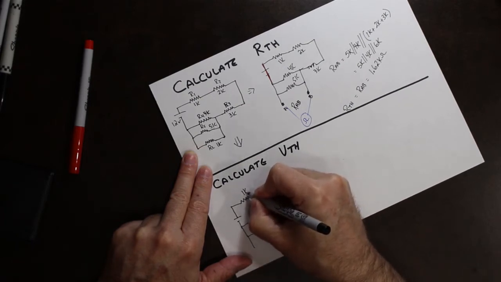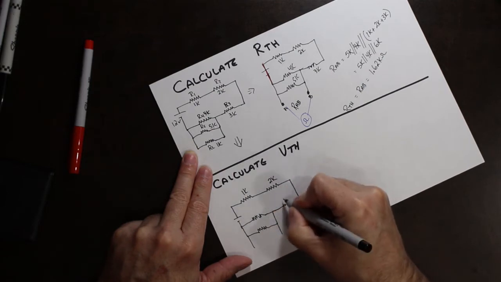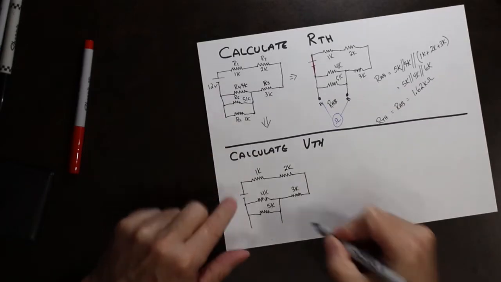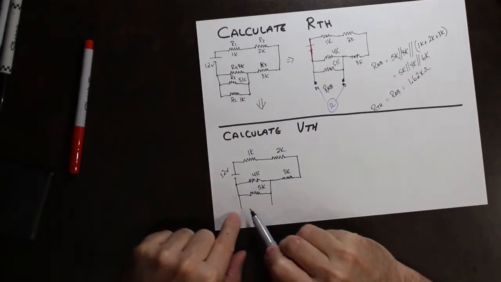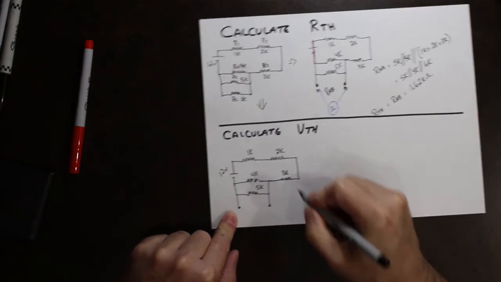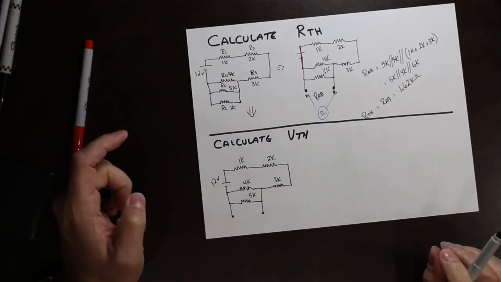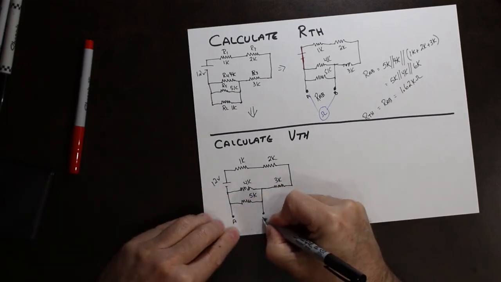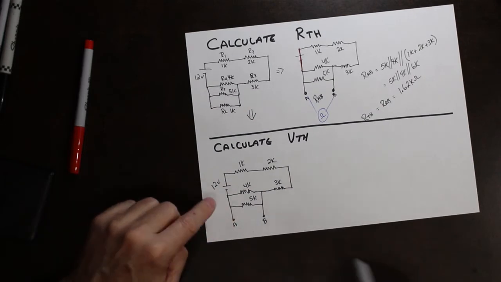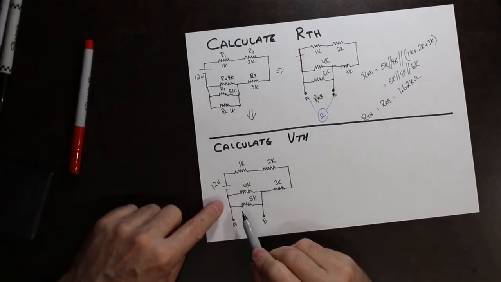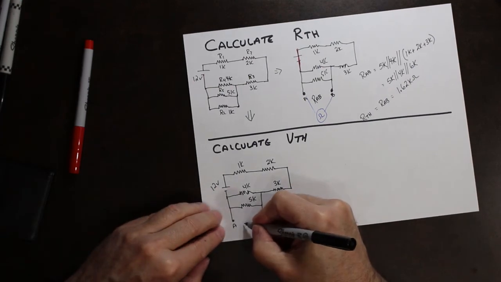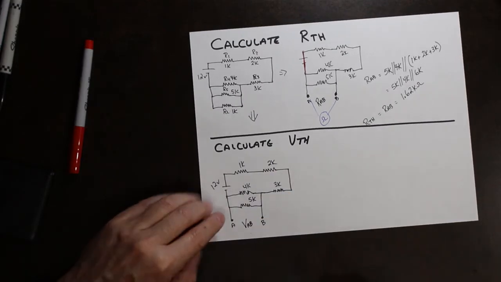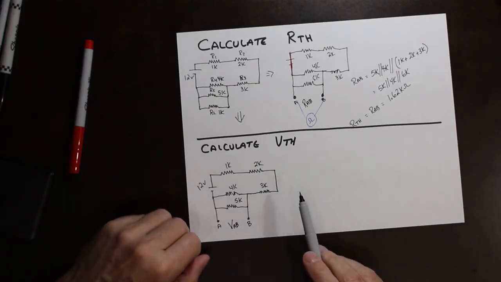So this is the 1K, this is the 2K, here's the 3K, 4K, and 5K. This was 12 volts. This is where the load resistor was. We've removed it. We're going to mark it A and B. Now, if I built this circuit, the voltage that I read from A to B on a voltmeter, that would be Thevenin's equivalent voltage.